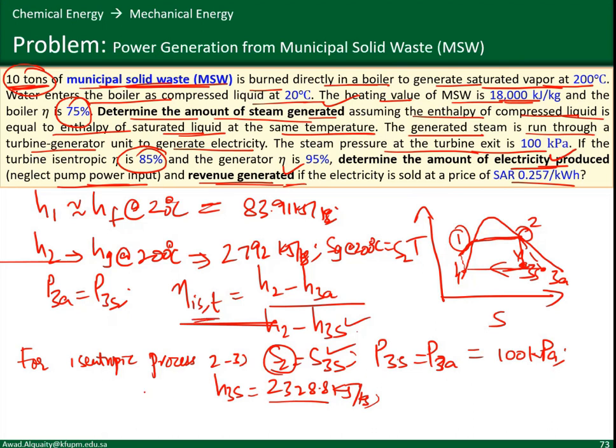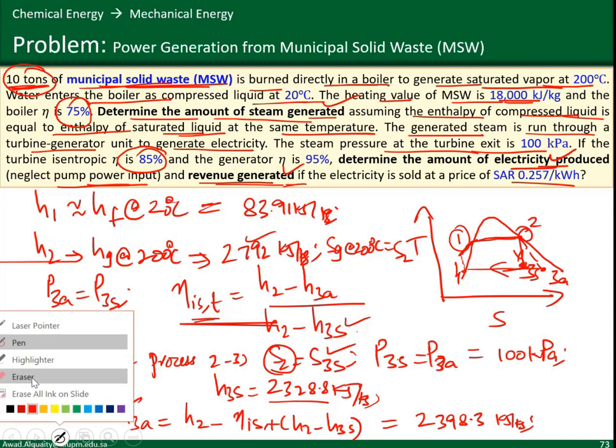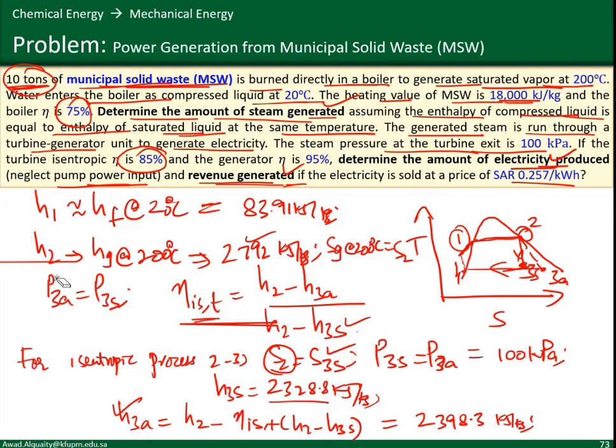So by making use of this formula, we can calculate H3A as H2 minus isentropic efficiency of the turbine times H2 minus H3S. Okay, so when you plug in all the numbers, the value of H3A should come out to be 2398.3 kilojoule per kilogram. So now we have S3A, we have S2 already, right? So with this, we can basically go ahead and start solving the rest of the problem, right?